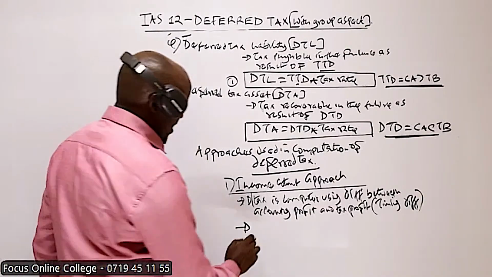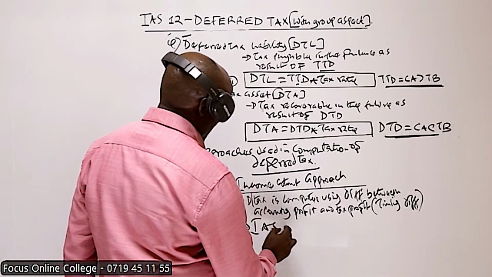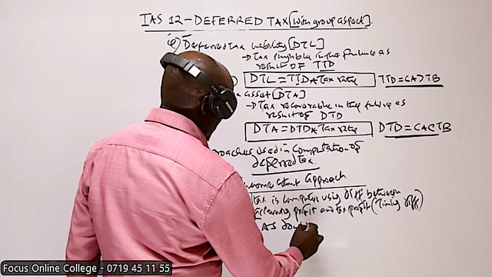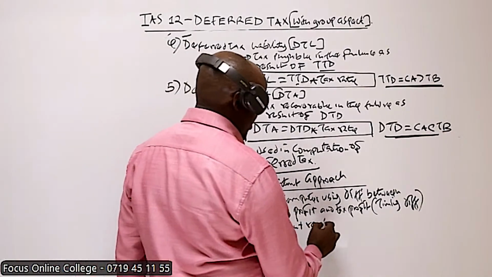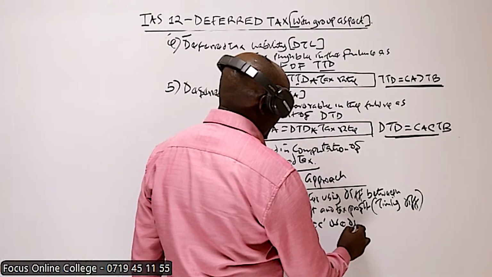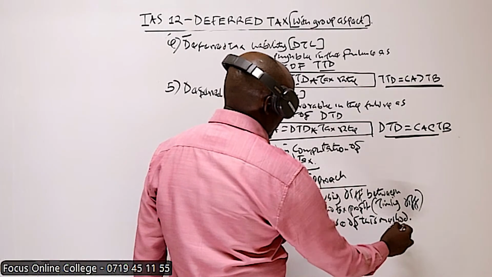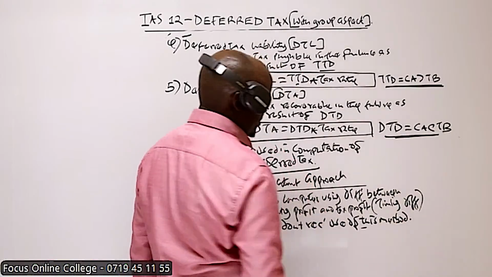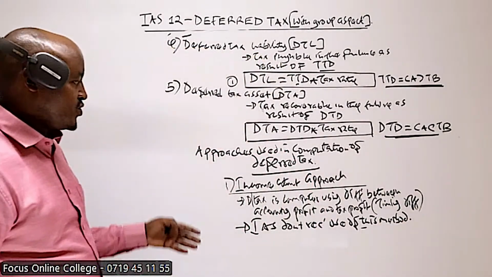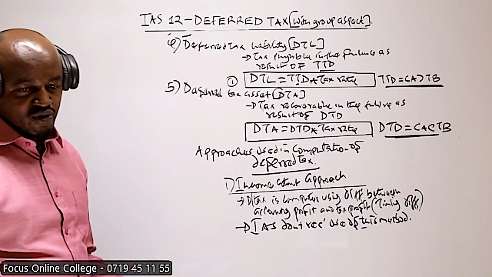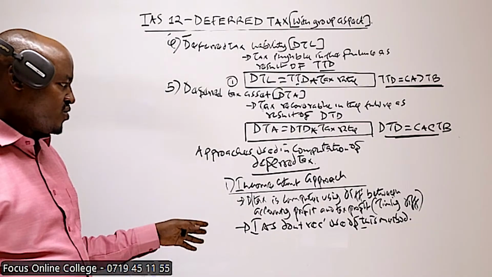So we can say IAS 12 does not recommend the use of this method. For example, if you check on the questions which are tested nowadays, they always require you to use the other method, the other approach. So there is no question that will come across.